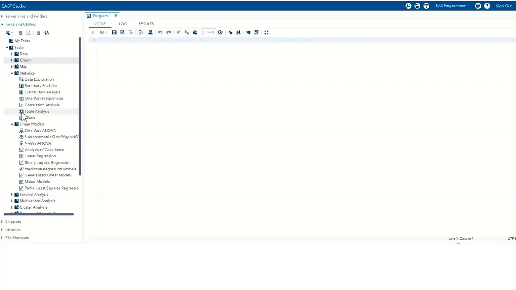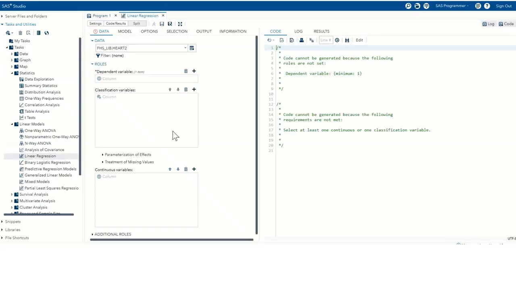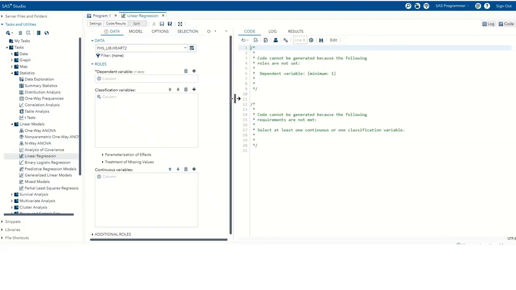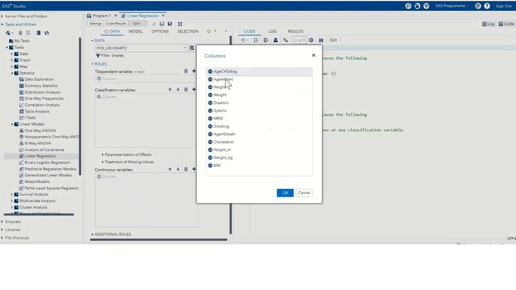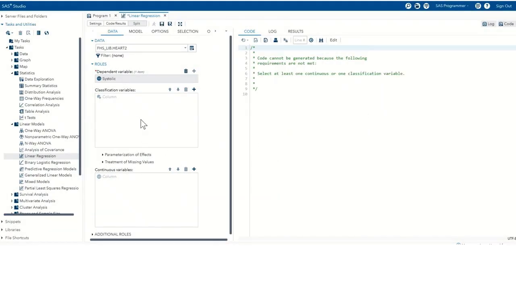Under tasks and utilities, under tasks, under linear models, double-click on linear regression. Now in the middle pane, we will be using the fhs_lib.heart2 dataset, the one which we created previously, which has the variable BMI. Under roles, under dependent variable, we're going to choose systolic blood pressure. We're going to leave the classification variable out for now.